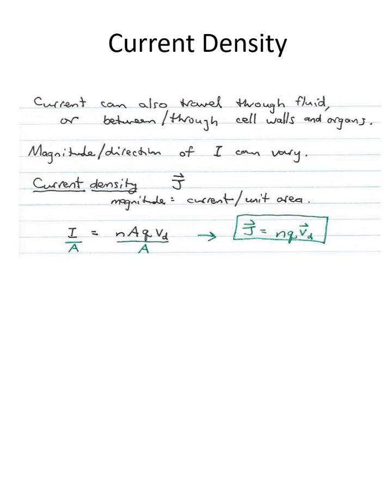Now, if we take that previous equation, what I've written here in black, I equals N A times Q times drift velocity, divide by area. On the right-hand side of the equation, the A's divide out, and we're left with current density, vector, is the number of charged particles times the charge on each times the drift velocity.